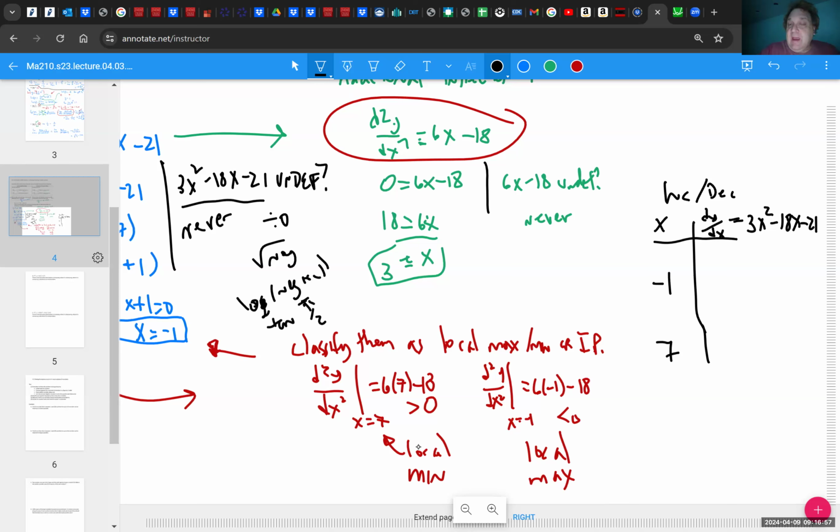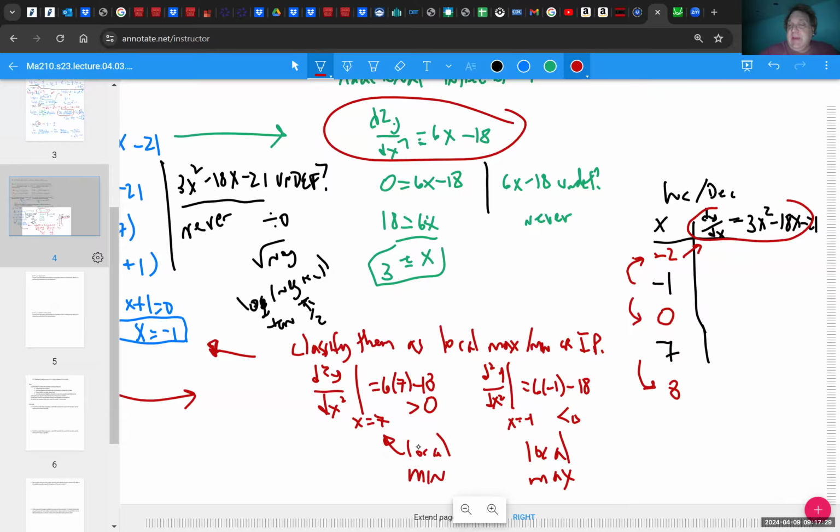I need to plug in some numbers in the regions not at the critical points, but before and after the critical points. So I need to plug in at least 3 numbers. One number below -1, for example -2. Some number between -1 and 7, it could be any number, I'll choose 0. And a number bigger than 7, like 8, or you could choose 10 or something like that. And then you just plug it into the equation.